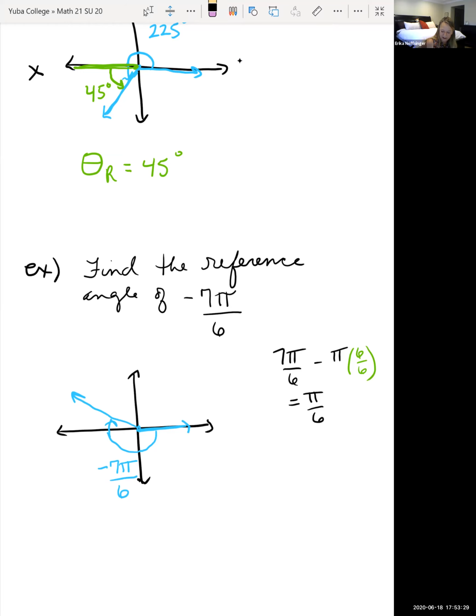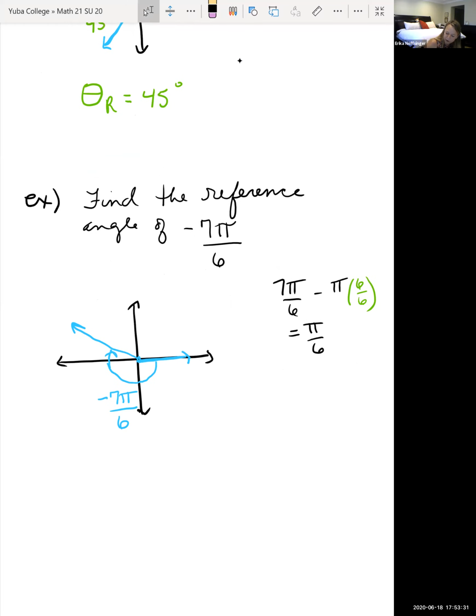But our reference angle has to form with the x-axis and the terminal side. So this angle in here is π/6.